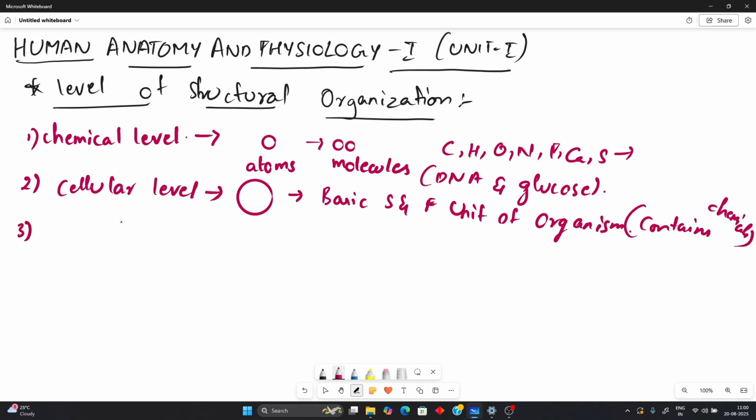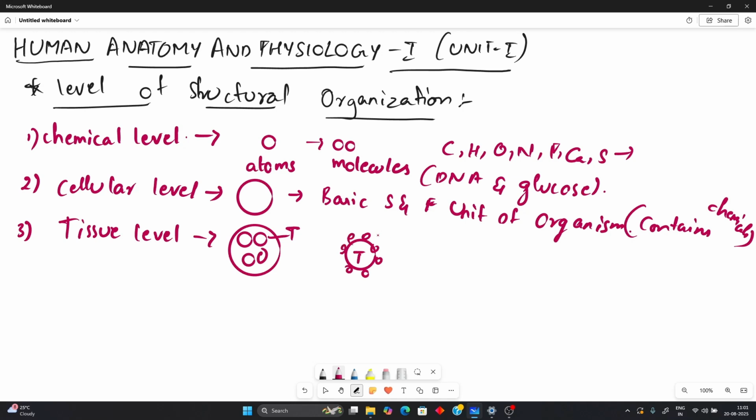Now coming to the third level. The third level is the tissue level. A tissue is formed when a group of cells are together. Group of cells together form a tissue. So generally, if this is a tissue, and there are some materials surrounding the tissues, this will be functioning together. So that is called the tissue level.